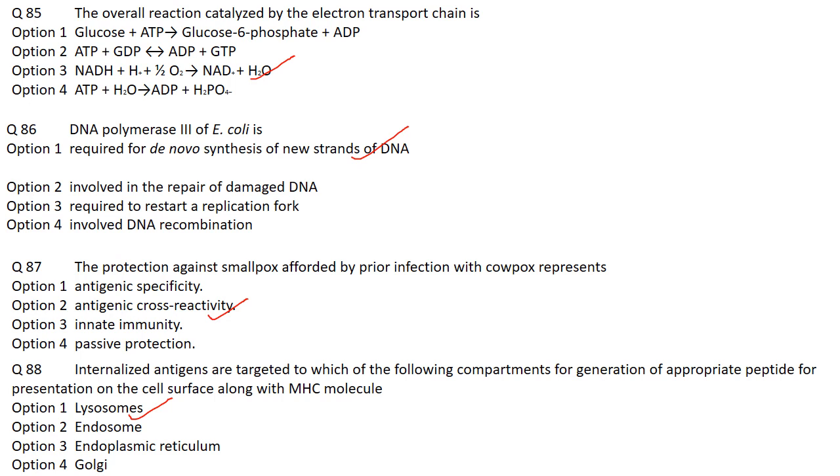The protection against smallpox afforded by prior infection with cowpox represents antigenic cross-reactivity. Answer is option 2. Then next one. Internalized antigens are targeted to which of the following compartments for generation of appropriate peptide for presentation on the cell surface along with MHC molecules? So it is lysosomes.